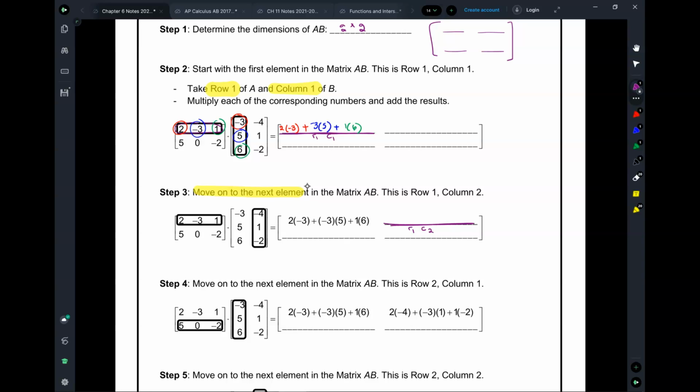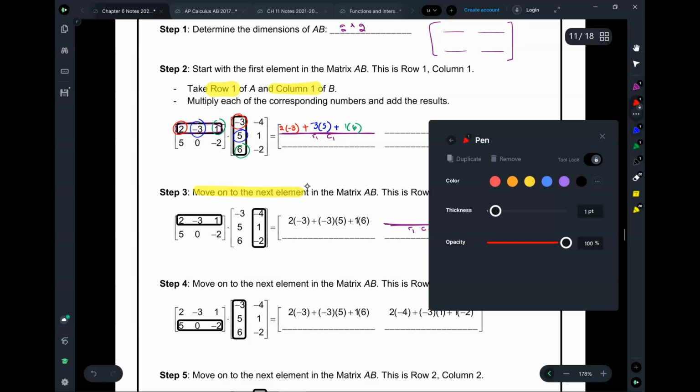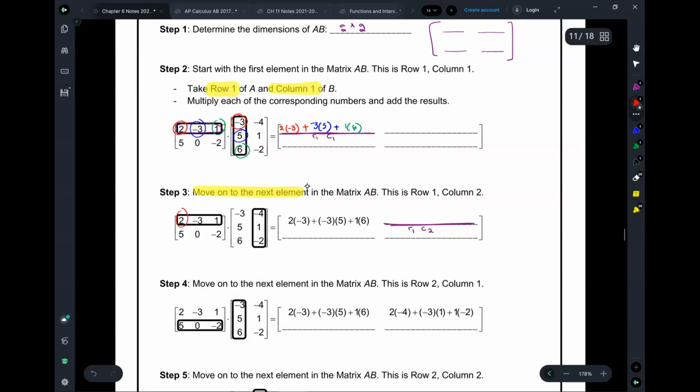And same thing. The way I do it, look up here for a minute. Here's how I do it. I multiply corresponding terms. So the first ones, second ones, third ones. First, second, third. So the first term, it's going to be what times what? 2 times negative 4. Plus negative 3 times 1. Plus, what's the last one? 1 times negative 2. Okay.